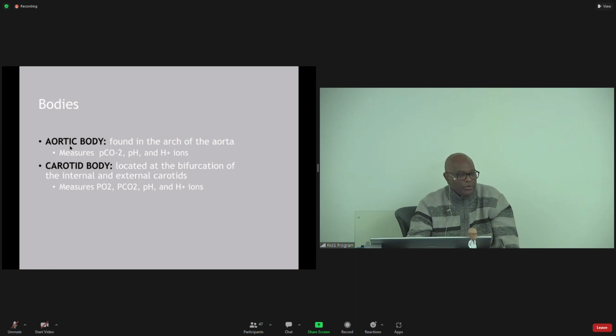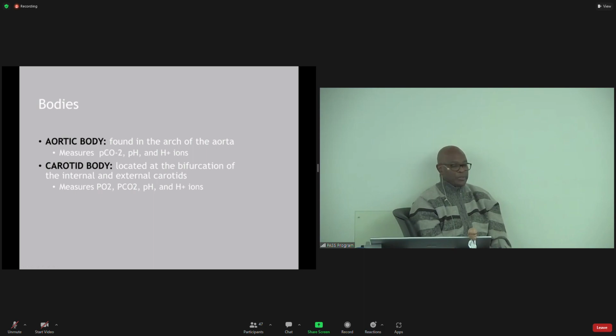Then we got aortic and carotid bodies. If you guys remember, we did aortic and carotid sinus. That was for baroreceptor. That's for volume. This is the body. These are called chemoreceptors. They measure chemicals. So aortic body is found in the arch of aorta, right in the middle. Measures CO2, pH, and hydrogen ions.